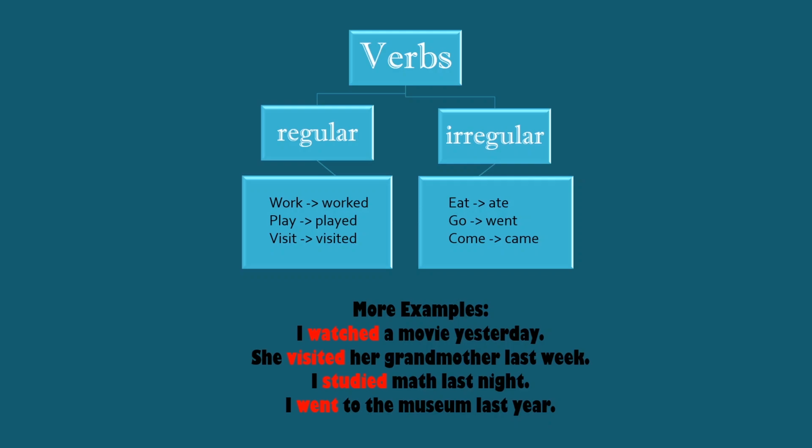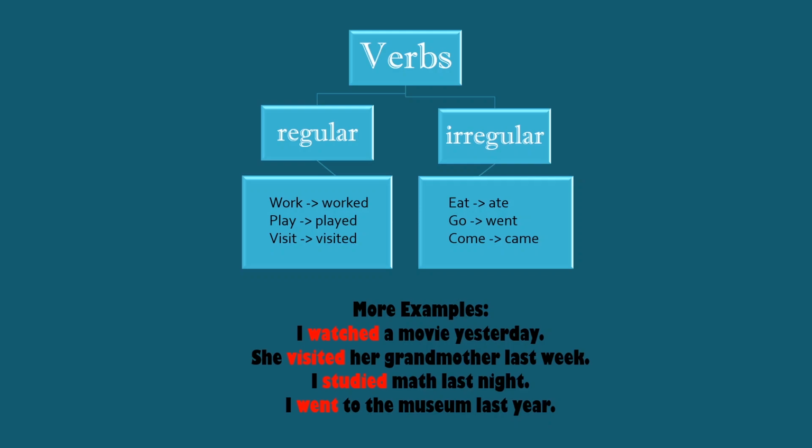Let's see some examples. I watched a movie yesterday. As you can see, we turned the verb into the past form, and also we can use an adverb of time at the end, like yesterday. Next example is she visited her grandmother last week. I studied math last night. I went to the museum last year.